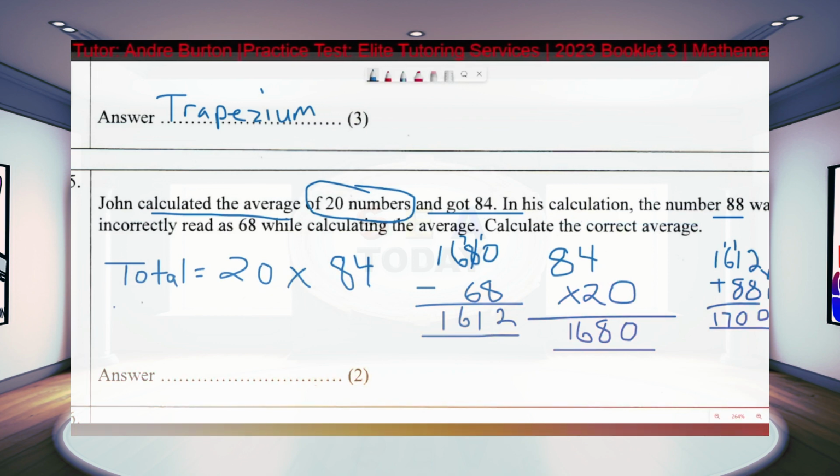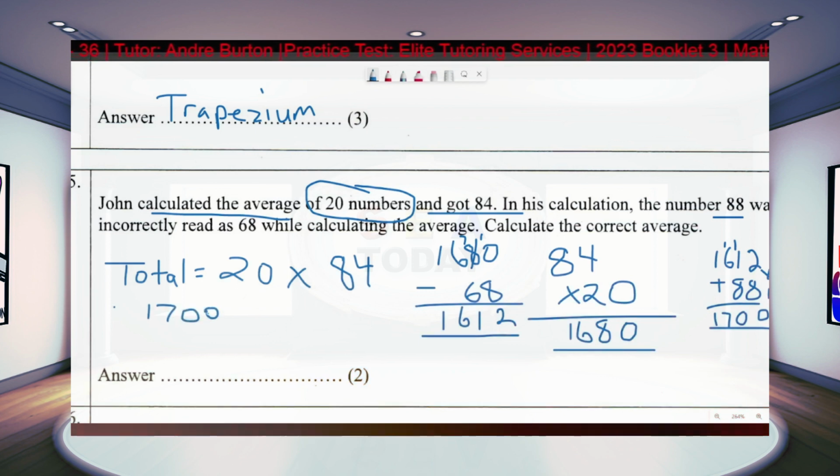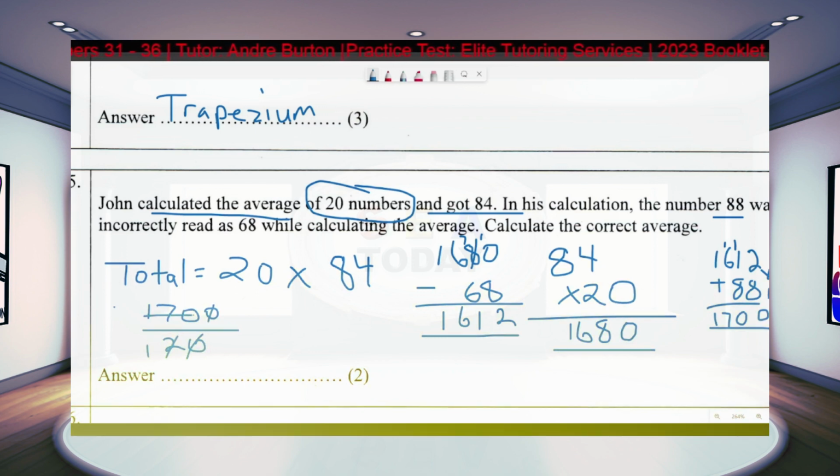So they want the correct average, which would have to mean we're going to now apply the formula everybody knows. Total, which is 1700, divided by the number of items, which is 20. Cross off our zeros. 2 into 17 is 8, remainder 1. 2 into 10 is 5. So the correct average is 85, and he got 84. So the answer changed, and that's the answer there for 2 marks.